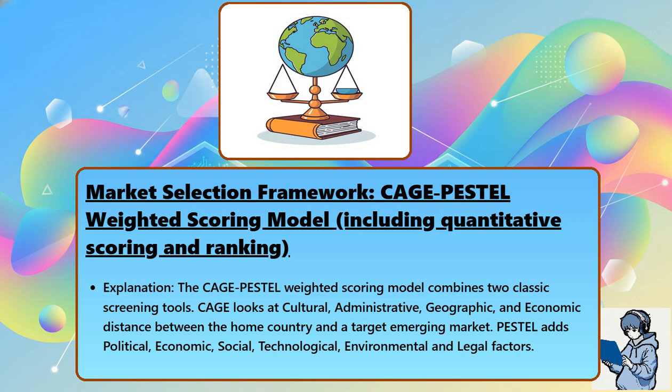Explanation. The CAGE PESTEL weighted scoring model combines two classic screening tools. CAGE looks at cultural, administrative, geographic, and economic distance between the home country and a target emerging market. PESTEL adds political, economic, social, technological, environmental, and legal factors.